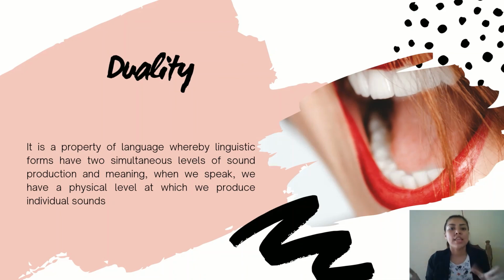So that was all about animal and human language. In this opportunity, we learned about the properties. Remember, the properties of language are displacement, arbitrariness, cultural transmission, productivity, and duality.